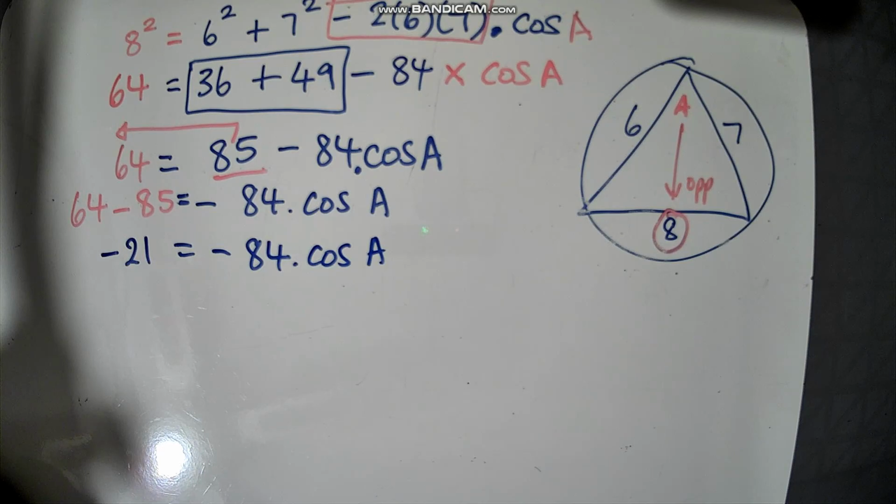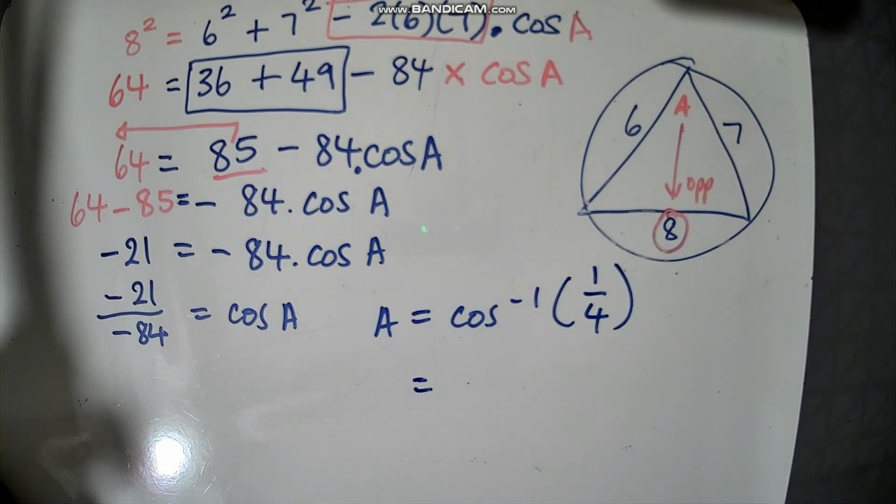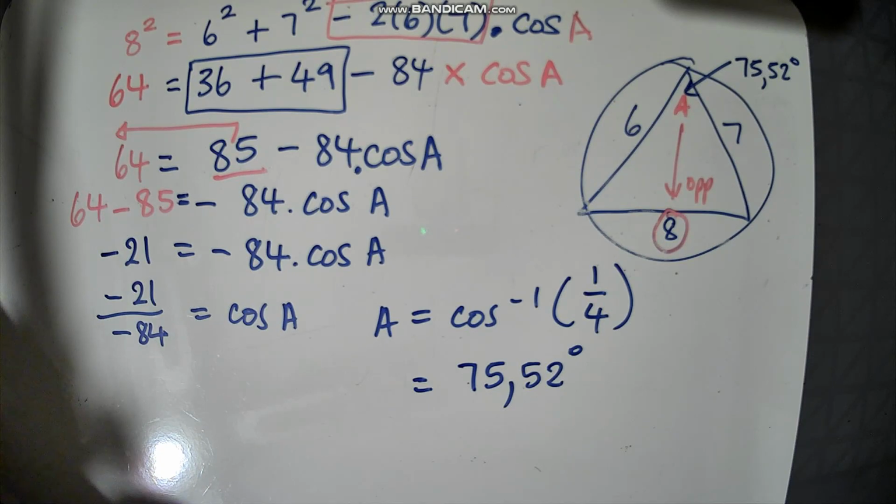The next step will be to divide both sides by negative 84. 21 divided by 84 will give us a quarter. So cos to the power of minus 1, open brackets, 1 over 4, you should get the value of A. Don't forget that it is shift cos. Okay, so now we have answered point number 1, and 75,52 degrees is our answer. So write it into the diagram and then you have it.